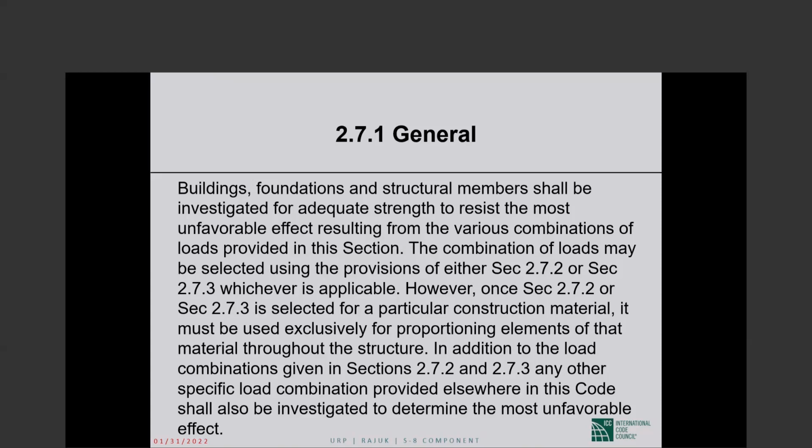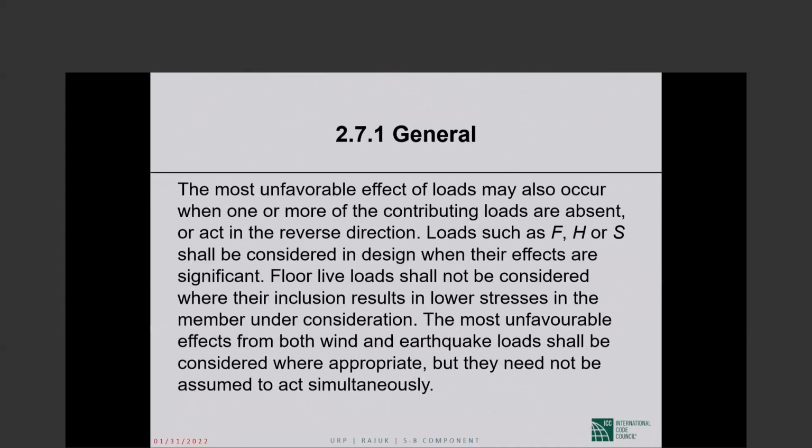In addition to the load combinations given in those two sections, any other specific load combinations provided elsewhere in the code shall also be investigated. So there are things said elsewhere in the code that you may have to consider. Then something that is also extremely important. Now, what is said here is repeated later when it comes to strength design. And I do not understand why they have said the same thing twice. It's probably just sloppiness. Anyway, I will show you the other place.